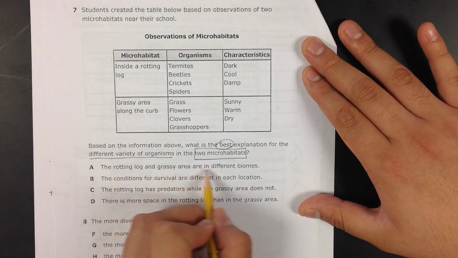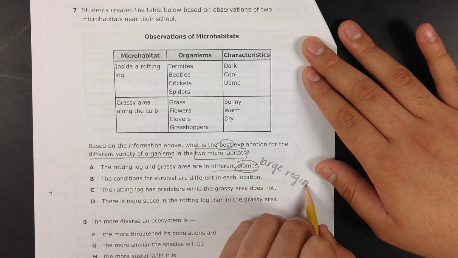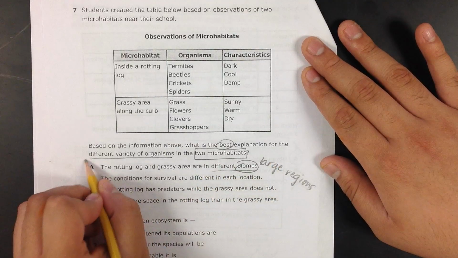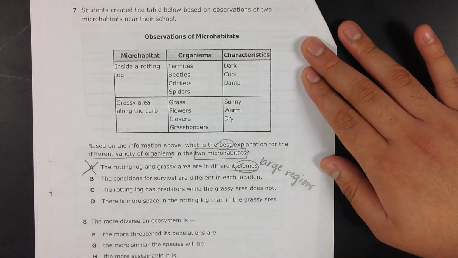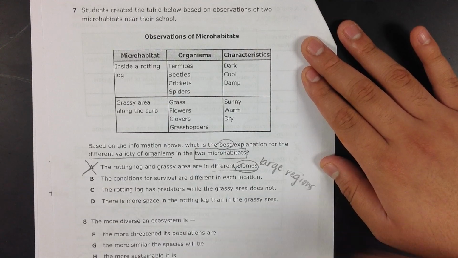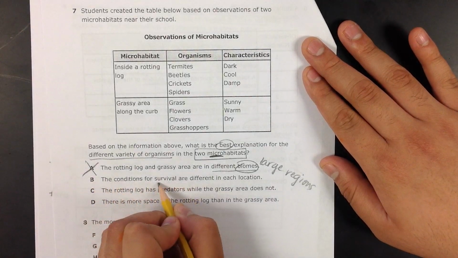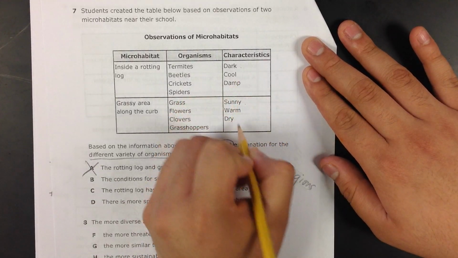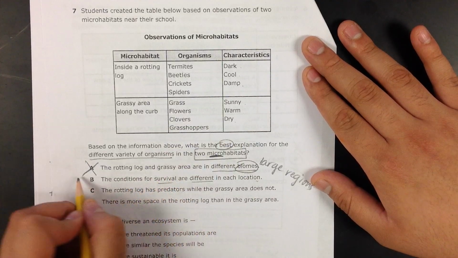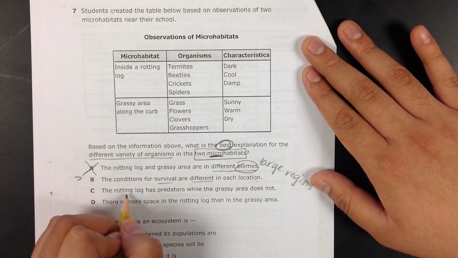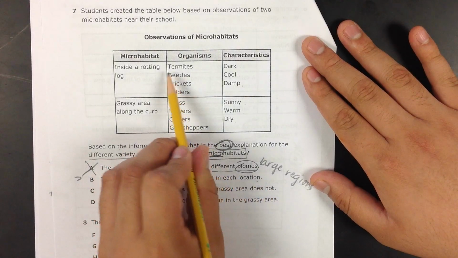A, the rotting log and grassy areas are in two different biomes. Remember, biomes are large ecosystems that cover large regions. That one, boom, out. Remember we studied biomes, like the marine biome all around the world. That is not a small area where you could say it's a microhabitat. No. B, the conditions for survival are different in each. One of them's sunny, one of them's dark, one's warm, one's cool, one's damp, the other's dry. The conditions for survival are different. That's true, question mark, but we're looking for the best. C, the rotting log has predators while the grassy area does not. The spider could eat some of these other ones.